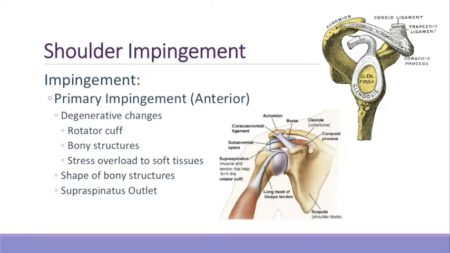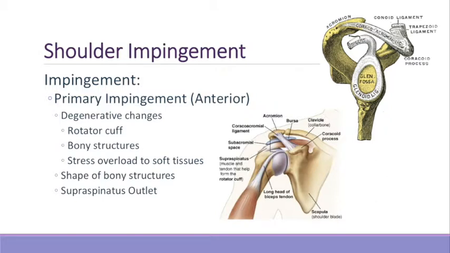Primary impingement can also be caused by the shape of the acromion. This could be genetic. A surgeon would come in and alter that space that is available for the soft tissue to glide smoothly through. So when we're talking about the supraspinatus, that area is called the supraspinatus outlet.